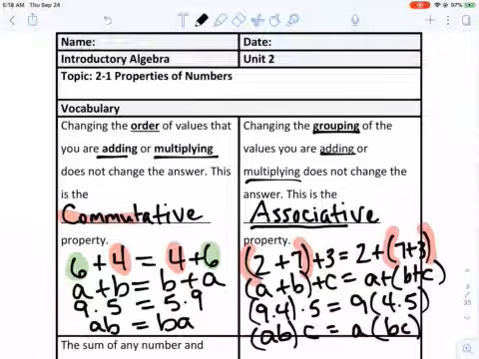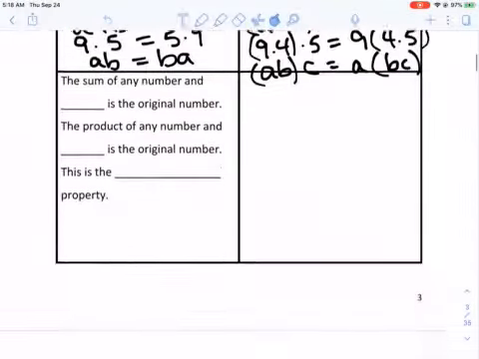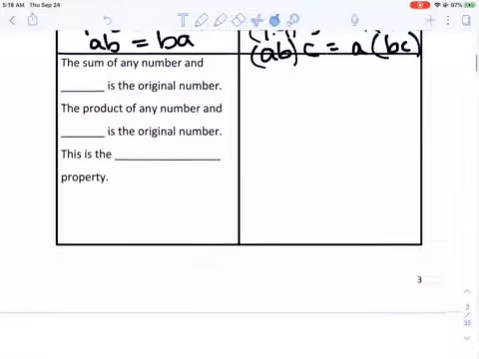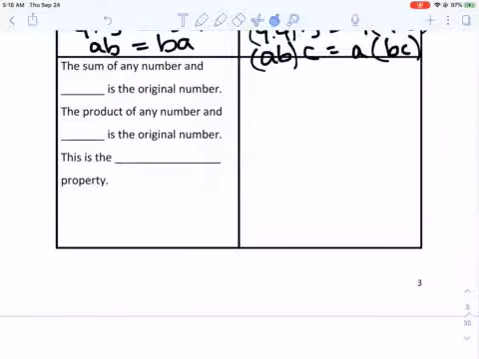So that's commutative, that's associative. We've got two more that we want to look at. So the sum of any number and 0 is the original number, and the product of any number and 1 is the original number. We call this the identity property.